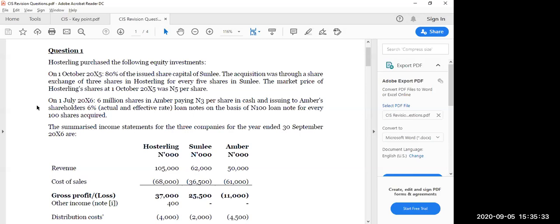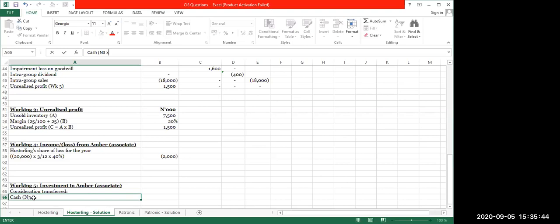So we turn to our workings again. So we have the cash. The cash they said is 3 naira for each 6 million shares that was acquired. So that is 3 times 6 million, that is 18,000.